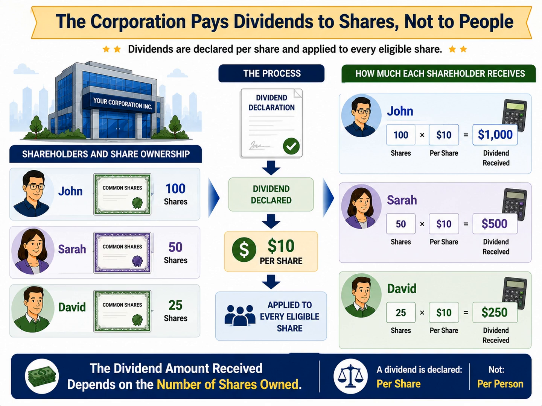The key takeaway is simple. A dividend is declared per share and then applied to every eligible share. The amount a shareholder receives depends on the number of shares owned, not on the shareholder's name or personal circumstances. Understanding this concept is the foundation for calculating dividends correctly and documenting them properly.